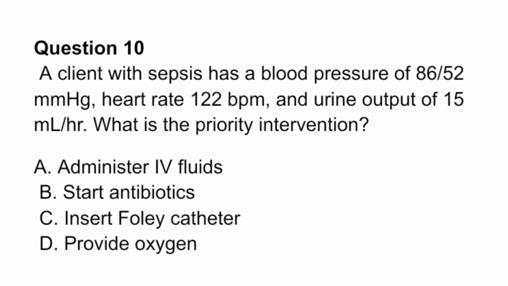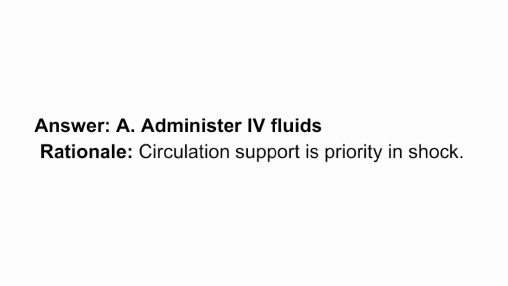Question 10. A client with sepsis has a blood pressure of 86/50 mmHg, heart rate 122 bpm, and urine output of 15 milliliters per hour. What is the priority intervention? A. Administer IV fluids. B. Start antibiotics. C. Insert Foley catheter. D. Provide oxygen. Answer: A. Administer IV fluids. Rationale: circulation support is priority in shock.